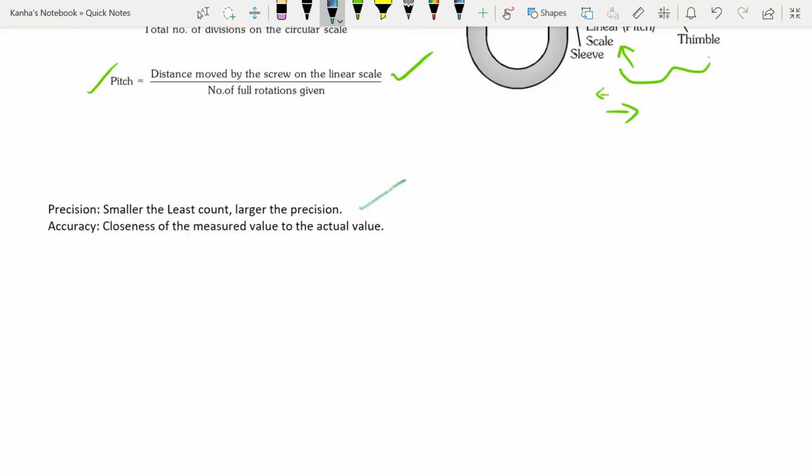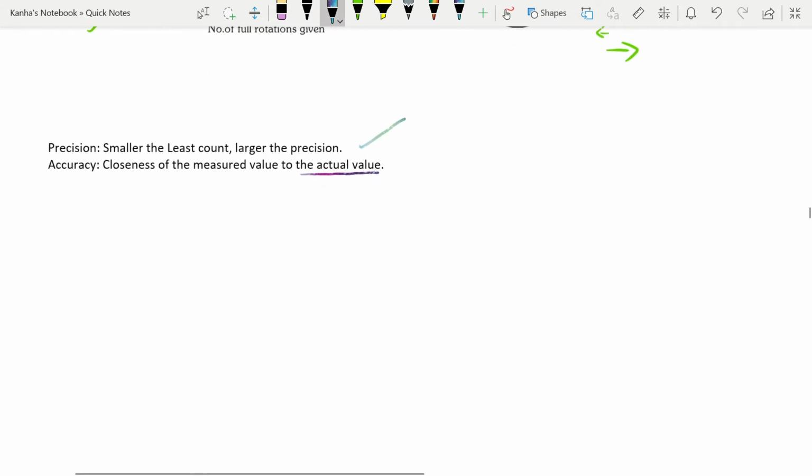Okay, so precision means how precise or how close your answer is to the other answers, and accuracy means your answer is in a close distance to the actual value. In precision, they don't really mention the actual value anywhere. Precision is all about the least count of the instrument.